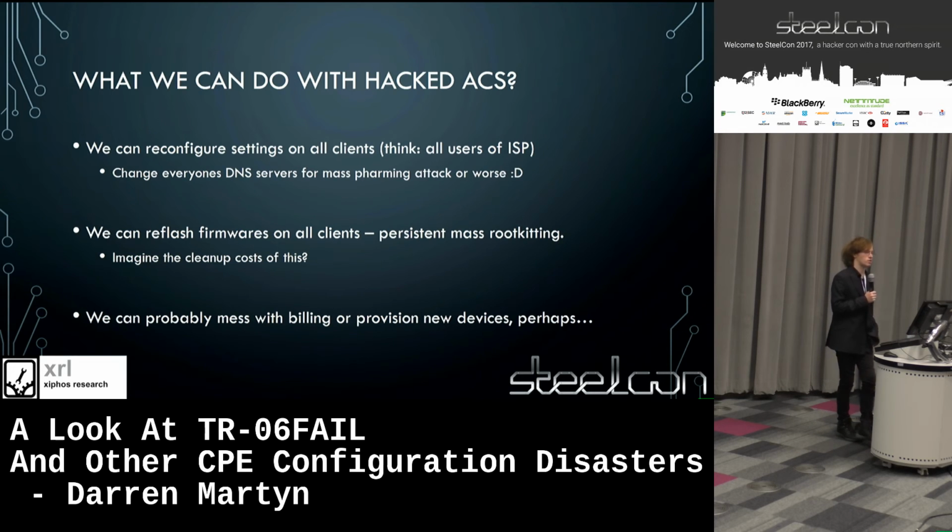And if your rootkit did some sneaky things, it'd be pretty hard to clean up, as in you'd have to replace all the devices. How much does a router cost? Multiply router cost by TalkTalk customers, and you've got how much money you can cost TalkTalk. That's the kind of problem we've got there. Or we can mess with billing, we can provision new devices, we can do whatever we want. We can change people's firewall settings. We can make NAT not NAT.